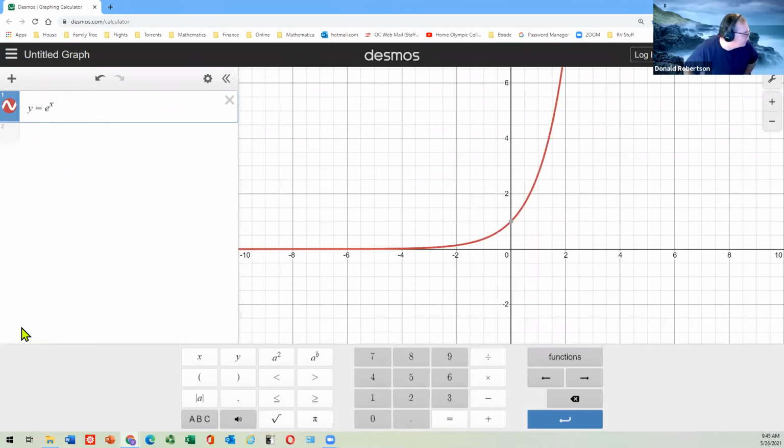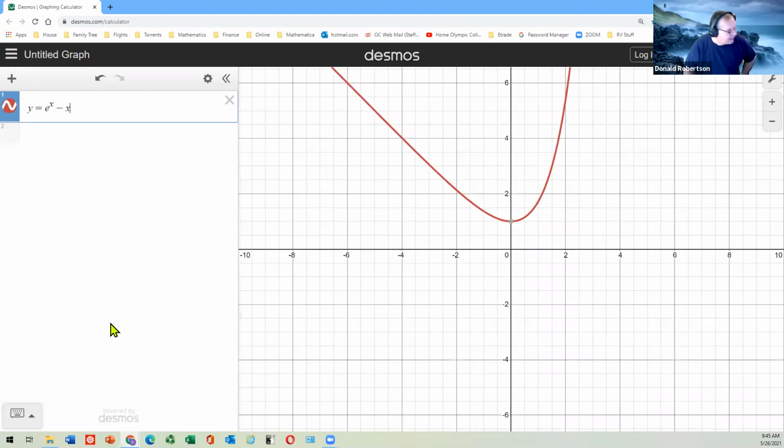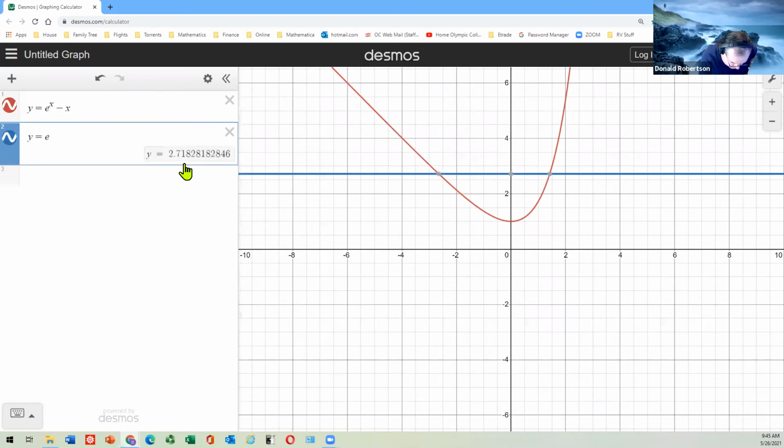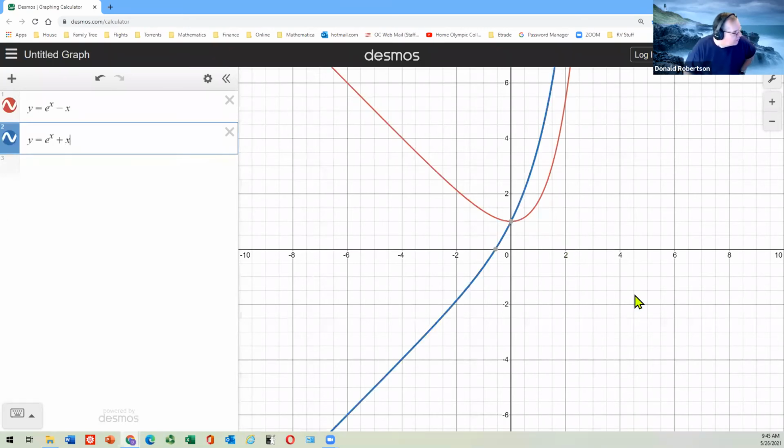Let's make that go away. So it's e to the x, take away x. And guess what is happening at x equals 0? Isn't there a local minimum? Actually, it's an absolute minimum as well. And yet, this function, oops, like that. Yeah, this function increases forever.